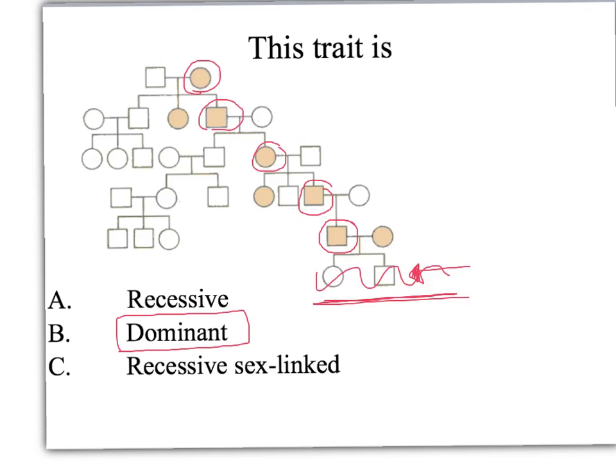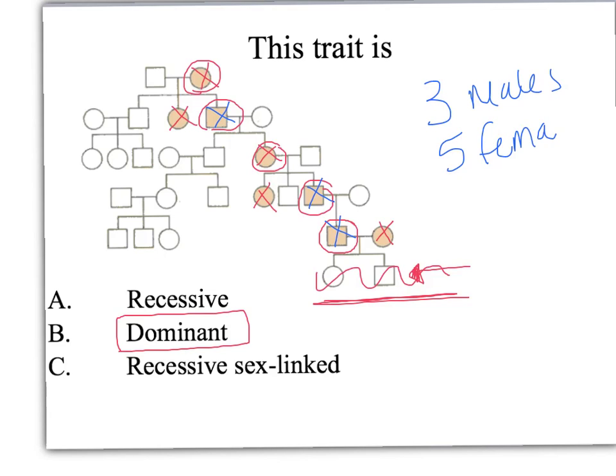Okay, and I forgot to mention that, look, if I count, I have 1, 2, 3, 4, 5 females, and 1, 2, 3 males. So I have 3 males and 5 females. If it was recessive sex-linked, I should have way more males. And I don't. Okay, so I know that it's not going to be recessive sex-linked. And I know that it's not recessive because it's showing up in every generation, which makes it dominant.